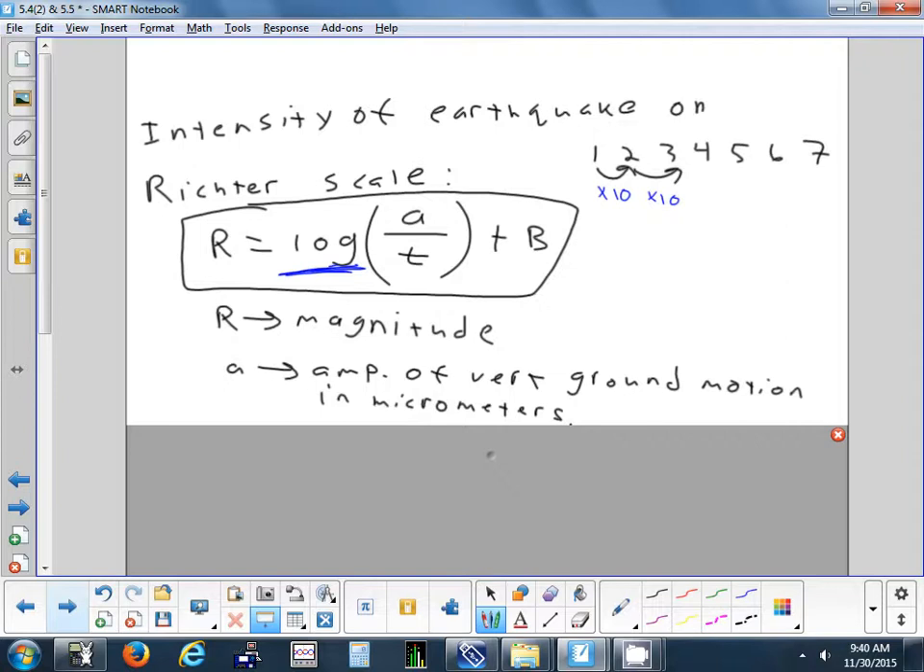A is something they'll give you in the problem. It's called the amplitude of the vertical ground motion. So how much the ground is moving, measured in micrometers.